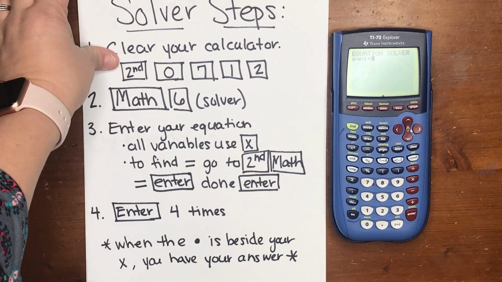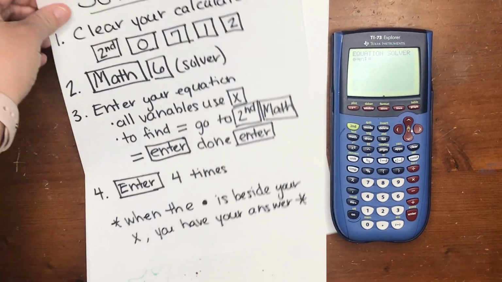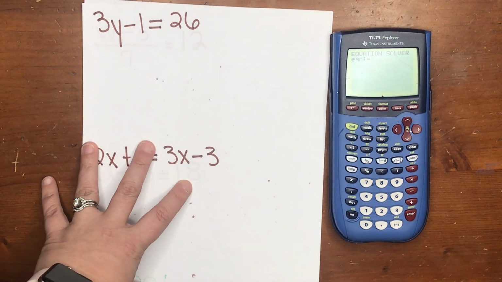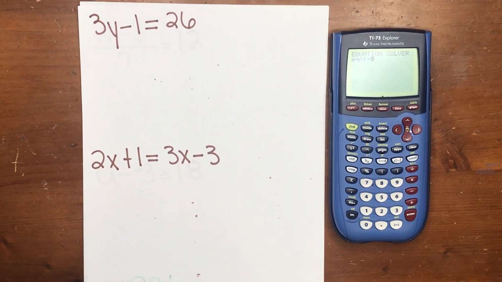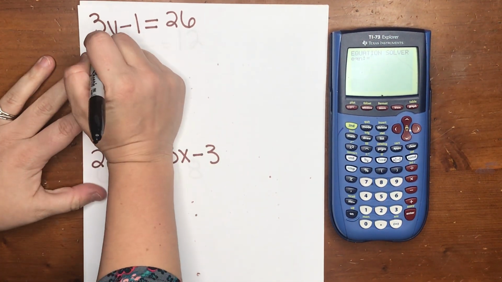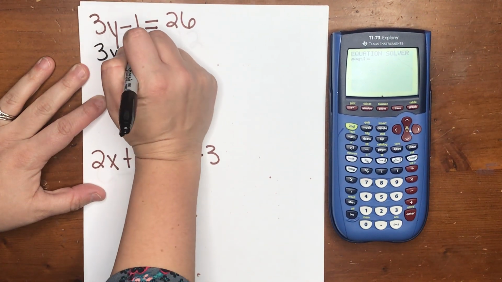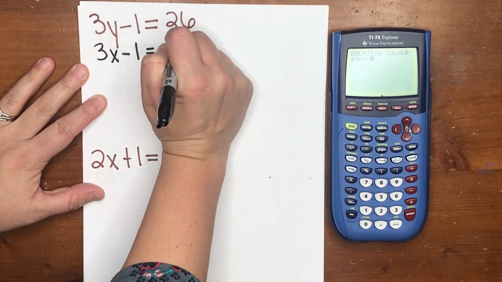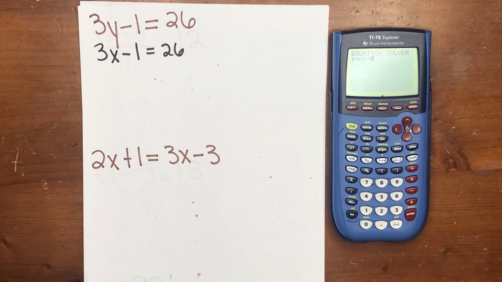Okay? So once you're finished, we're going to do a couple of examples. So the first one I have here is 3y minus 1 equals 26. And remember I told you that for all variables we are going to use the X key. So I'm going to put in 3x minus 1 equals 26. That is what's going to be entered into my calculator.